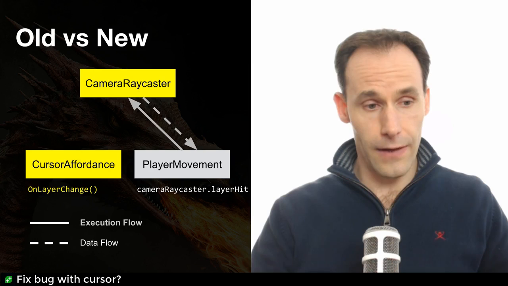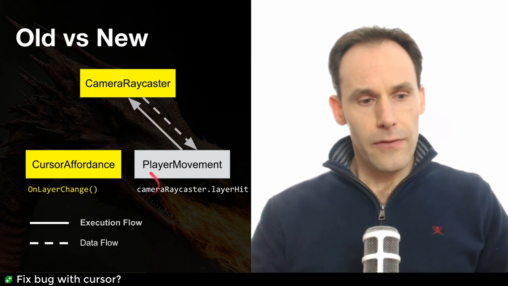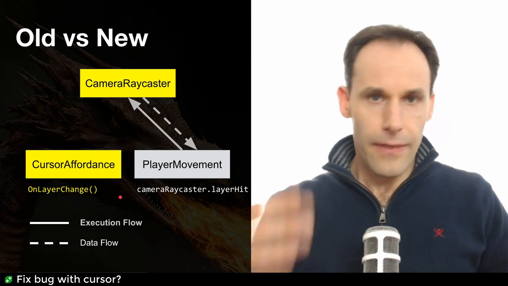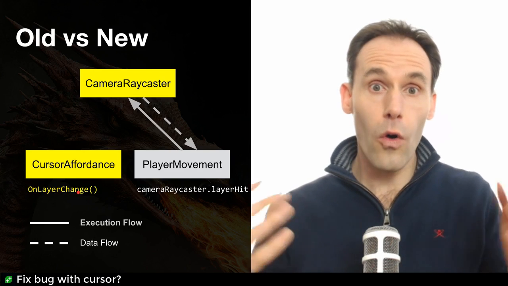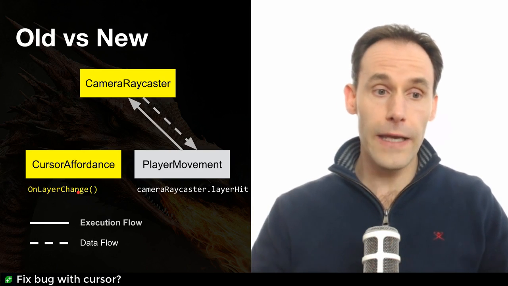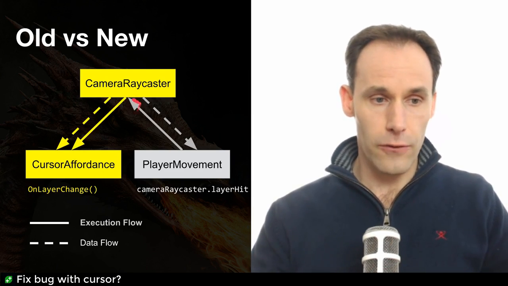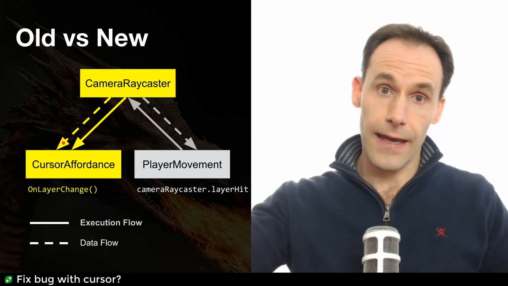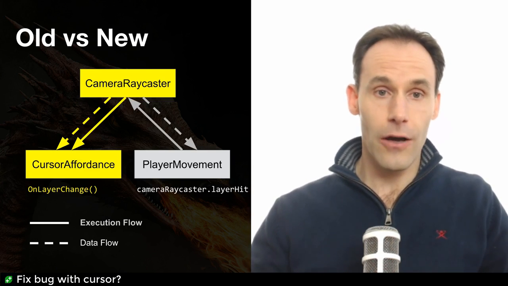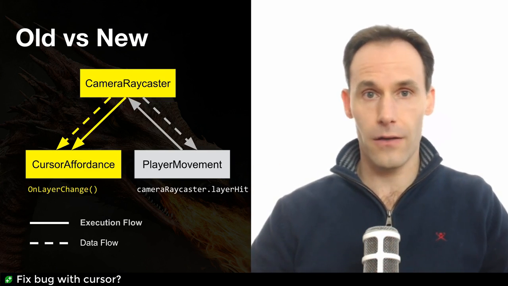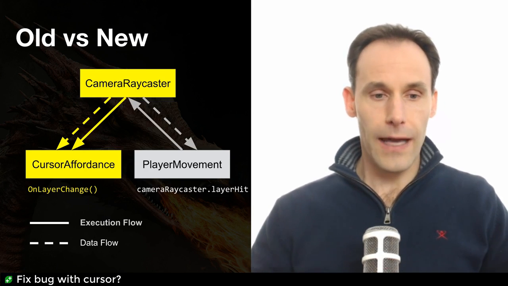So what we really want to happen is in the cursor affordance class, instead of, say, in Update or LateUpdate or any other frame-based message, we want to say OnLayerChange. We want a whole new method to be only called when the camera raycaster notices a change of layer. And then you get two things happening in the same direction. You get the execution flow, the camera raycaster calls the OnLayerChange method, and along with it, it optionally passes some data, like the new layer. It may as well just pass the new layer while it's at it, right? So that's what we want.